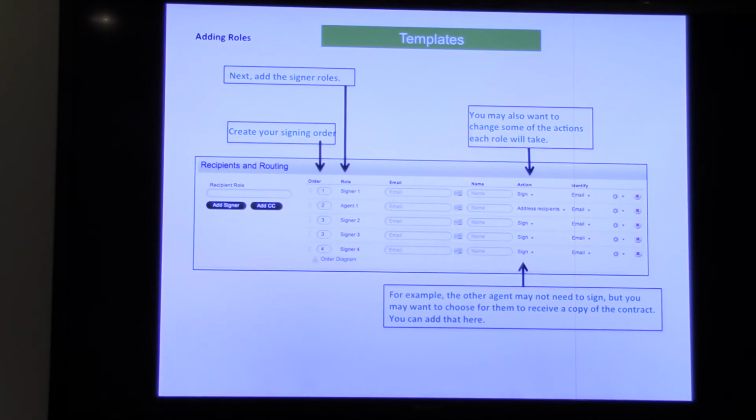The only thing you have to do is enter the emails and the names. So, for example, the other agent may not need to sign, but you may want to choose them to receive a copy of the contract. You can just go ahead and add that here now so that you're not doing it for every transaction.